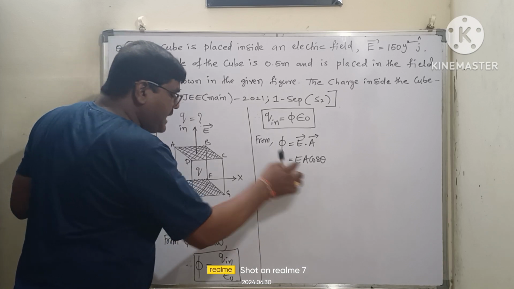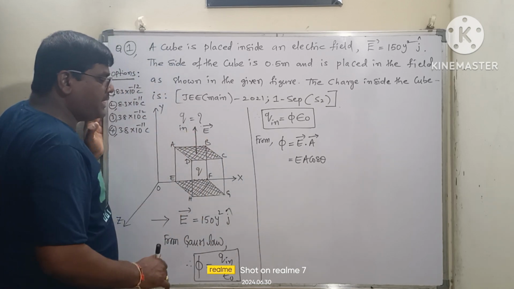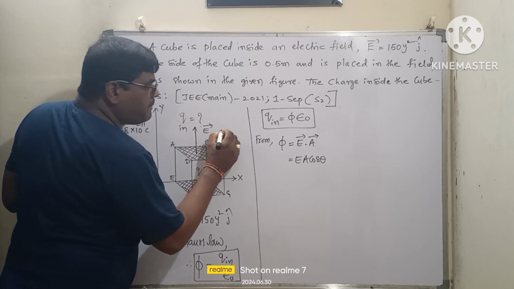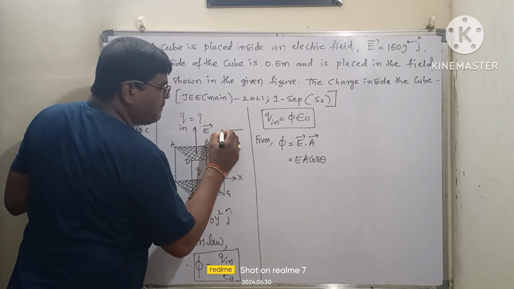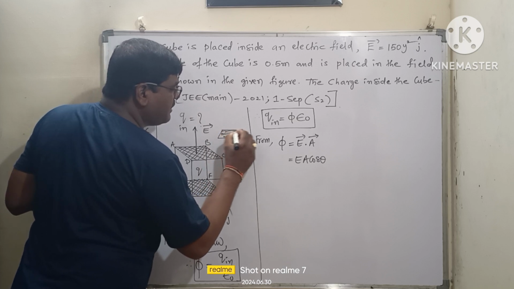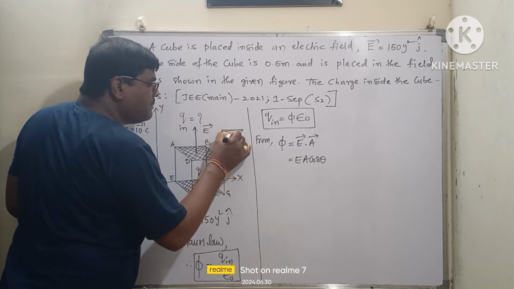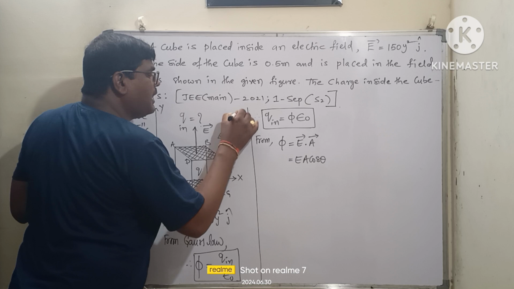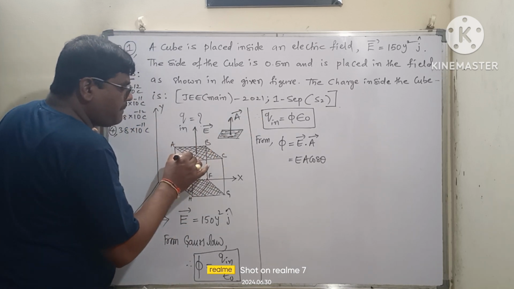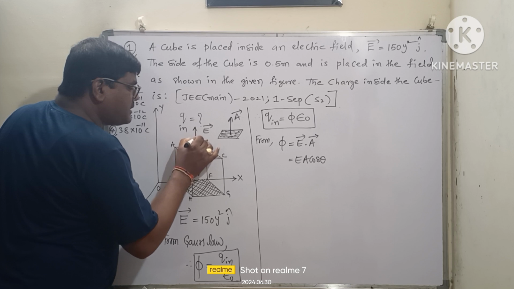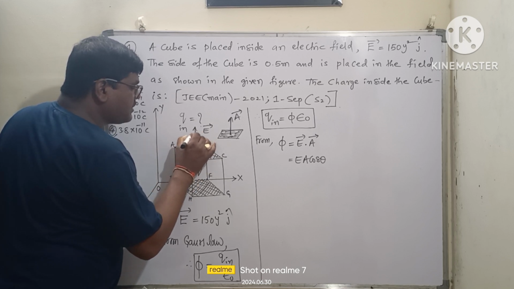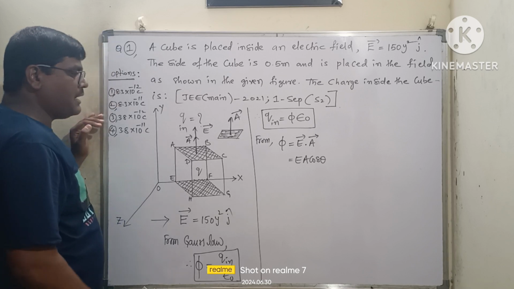How can we find the area vector of this face? The area vector is nothing but the vector which is perpendicular to the plane. For example, this is one area here, and this is another. The area vector should be perpendicular to this. That is called the area vector. Now for this plane, the area vector is also in the direction of the electric field. This is the direction of the area vector.